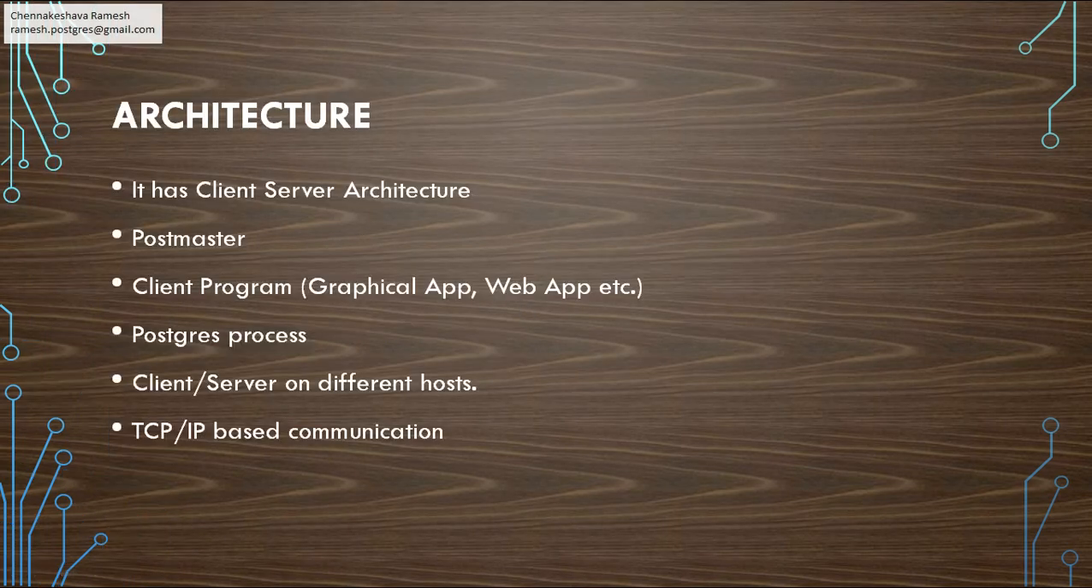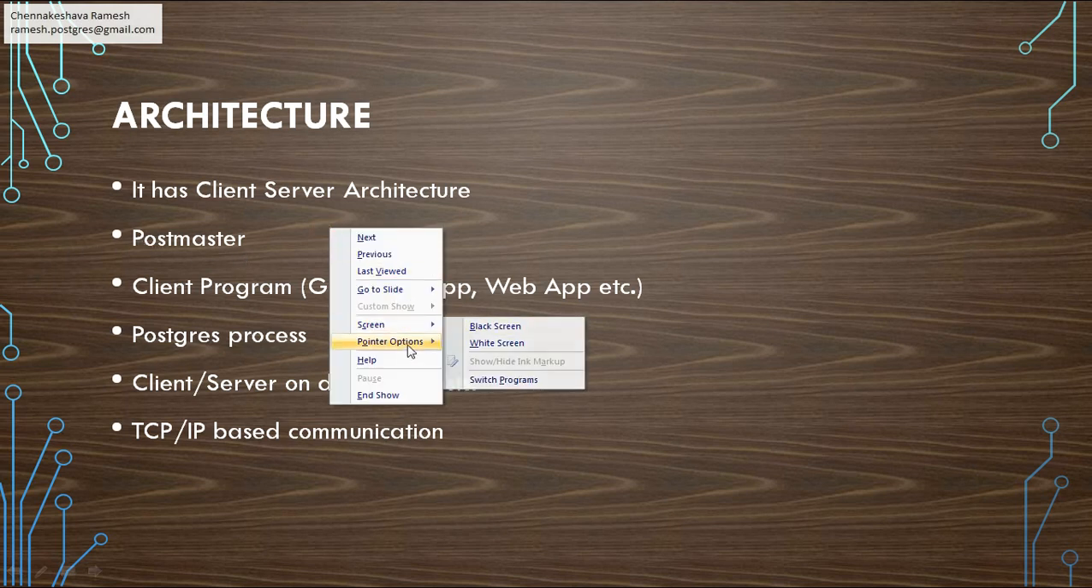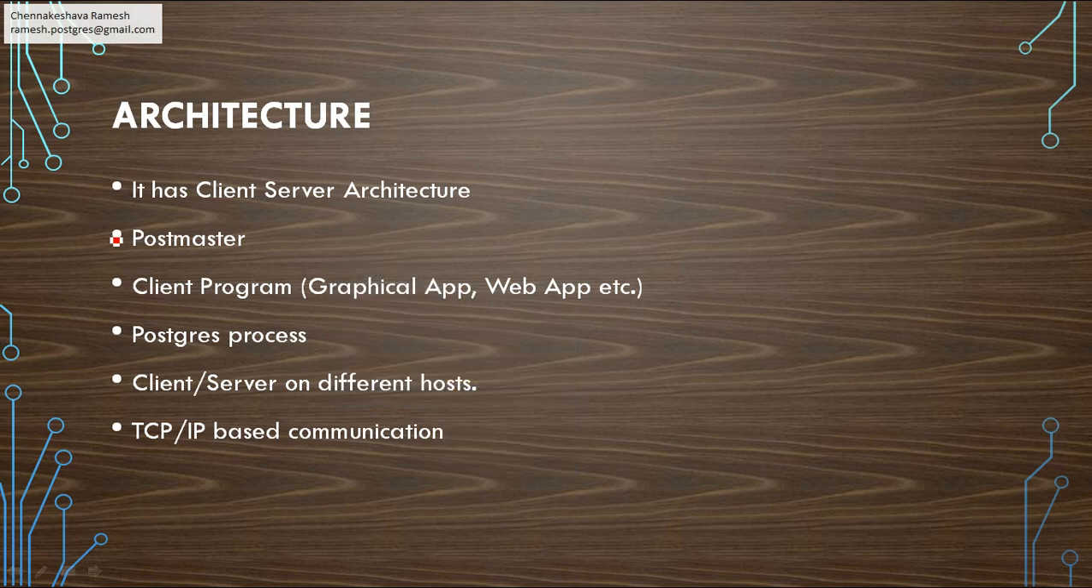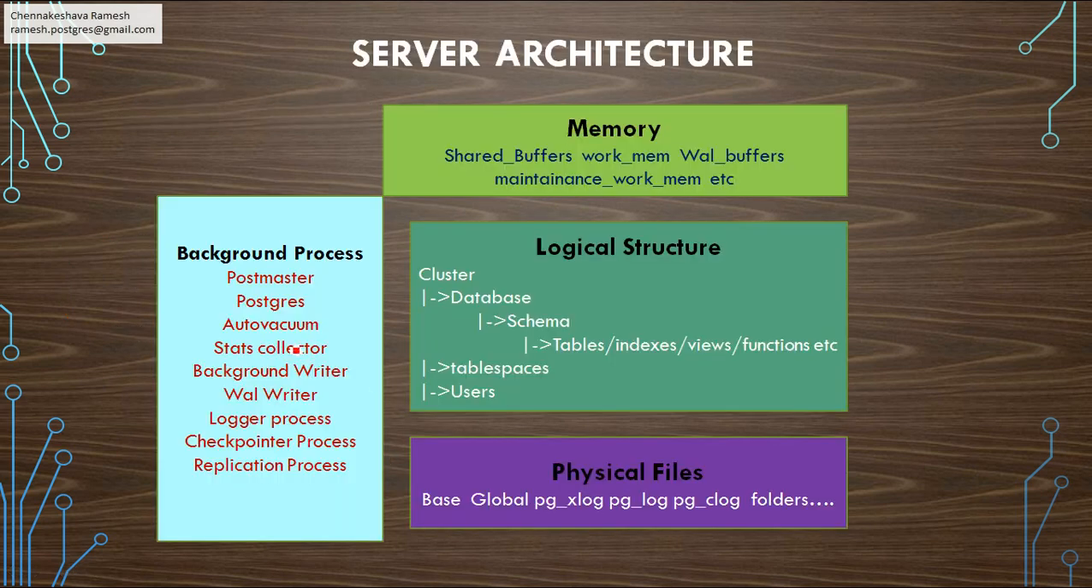So basically, Postgres is a client-server architecture. You have a process called Postmaster, which is listening on the server side. Your client connects to the Postmaster, and this Postmaster process will spawn a Postgres process for every client connection. Your client and server can be on a different host, or on the same host. Most of the time, it will be on a different host, and they will be communicating using the TCP/IP protocol. So let's see the overall architecture of Postgres.